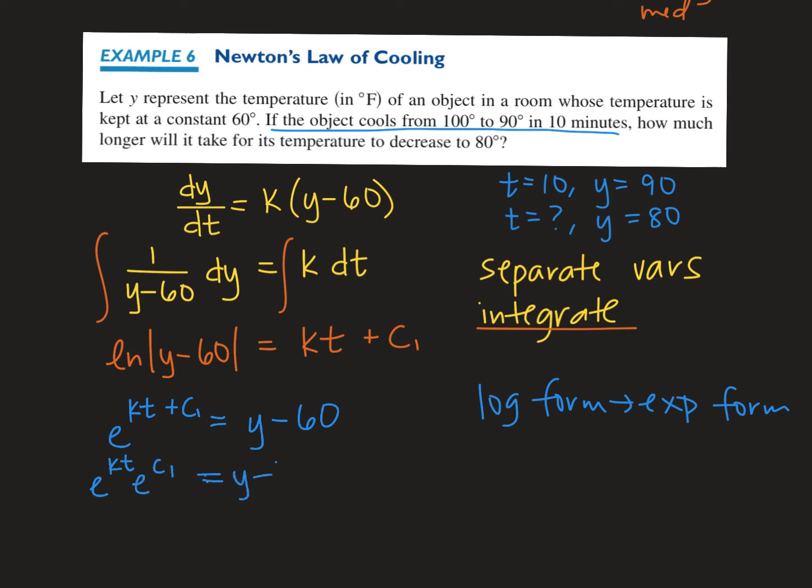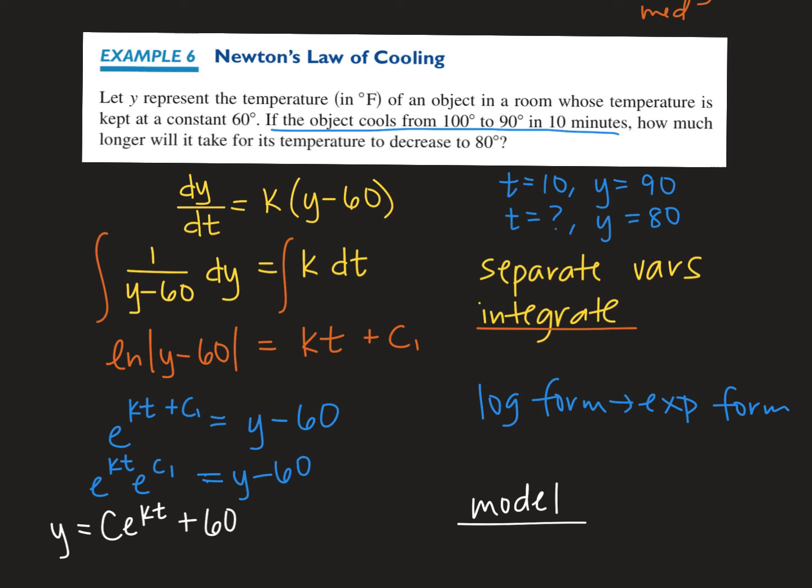Equals y minus 60. Solving for y, I'm going to add 60 to both sides. I'm also going to use that trick where this is just e to a constant, which is just another constant. So this is c e to the kt plus 60, and that is what our y equals. I'll write y equals on the left. So that's our model.